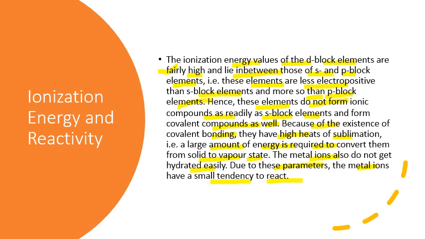The s block elements are highly reactive, and they generally form ionic bonds. Okay, and the p block elements are highly electronegative, that's why they form bonds easily. But if we talk about the reactivity of the transition elements, their reactivity is small. So there is a small tendency for the reaction to take place for the formation of covalent bonds and ionic bonds. Understood?